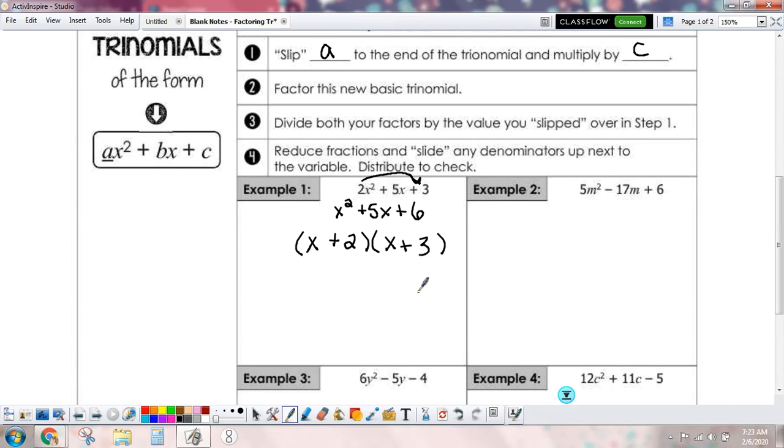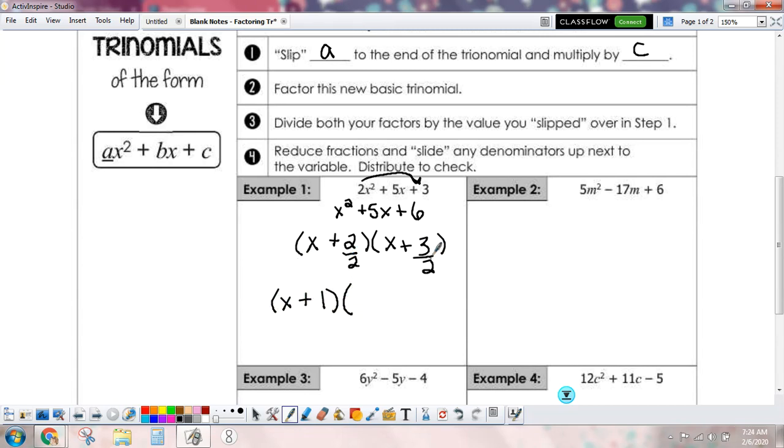Okay, so now that I've slipped, now I need to slide back over. I'm going to go ahead and divide by 2. And if I can divide by 2, I'm going to simplify. If it is not divisible to get me an integer, that's when the sliding happens. Okay, so this one becomes 1 because 2 divided by 2 is 1.